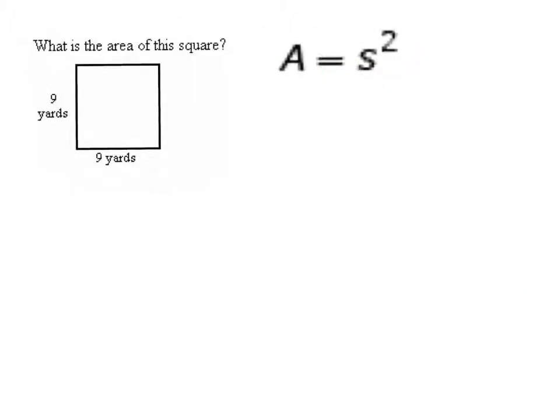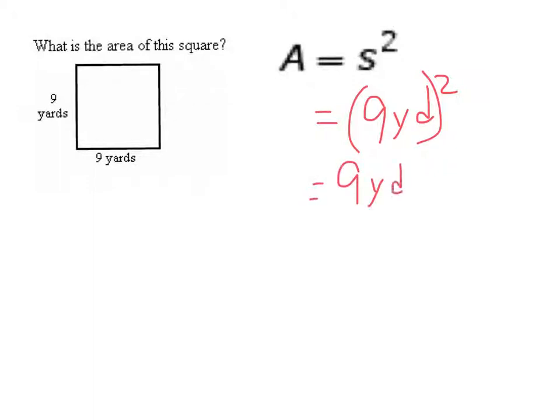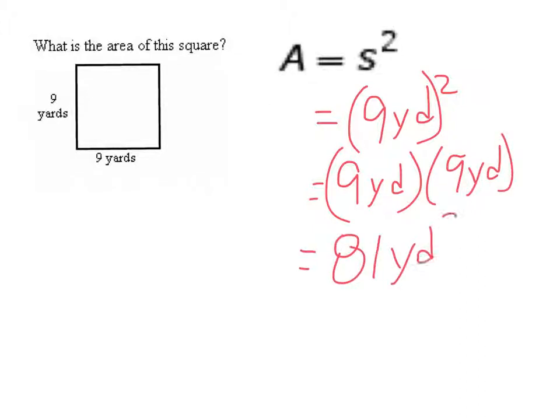Squares are the easiest. We've got our two sides. They are only going to probably give you one at some point, but just know that all sides are equal. So we're going to put our 9 yards in, and we're going to square it, which is really like saying 9 yards times 9 yards, which gives us 81 yards squared for our answer.